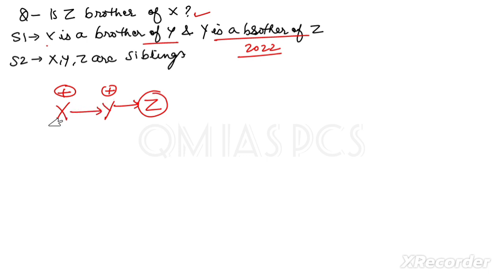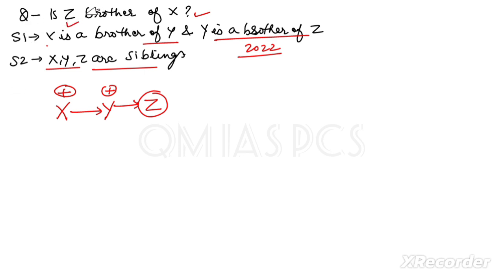We know they are siblings. Obviously, based on this data, we can say they are brothers or sisters, I mean, they are children from the same parents. But we don't know whether Z is a brother of X or not. Z can be a brother or can be a sister. Okay, the next statement says X, Y, Z are siblings. We concluded the same thing from the first statement also. But still we are not getting the gender of Z. That's why we can say both statements are not sufficient to answer this question.